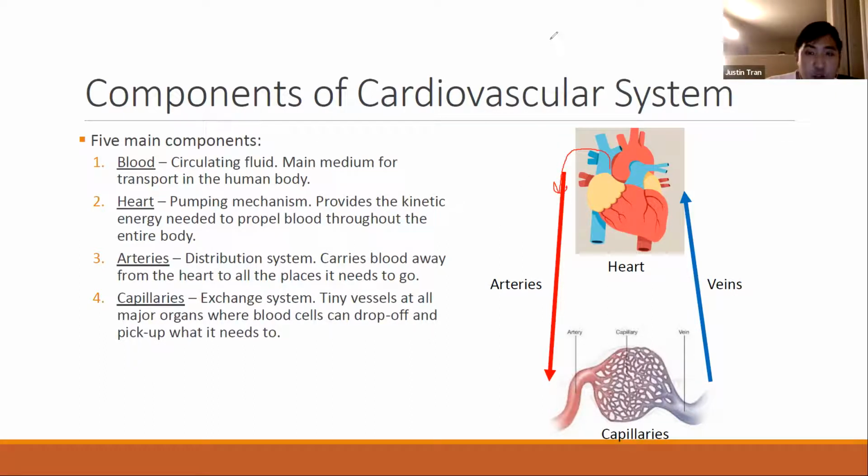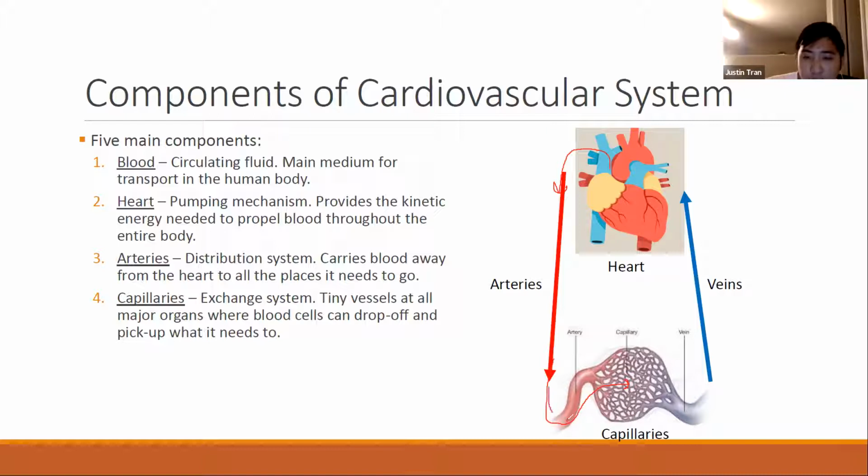After the blood goes through the arteries, it enters these really tiny vessels called capillaries. Capillaries are really, really tiny blood vessels in your body. The diameter of these capillaries is oftentimes just one blood cell, so only one blood cell can fit through at a time. These act as an exchange system. Capillaries exist in basically all the muscles, or all the parts of your body that need oxygen, and it's inside the capillaries that this exchange of oxygen takes place.